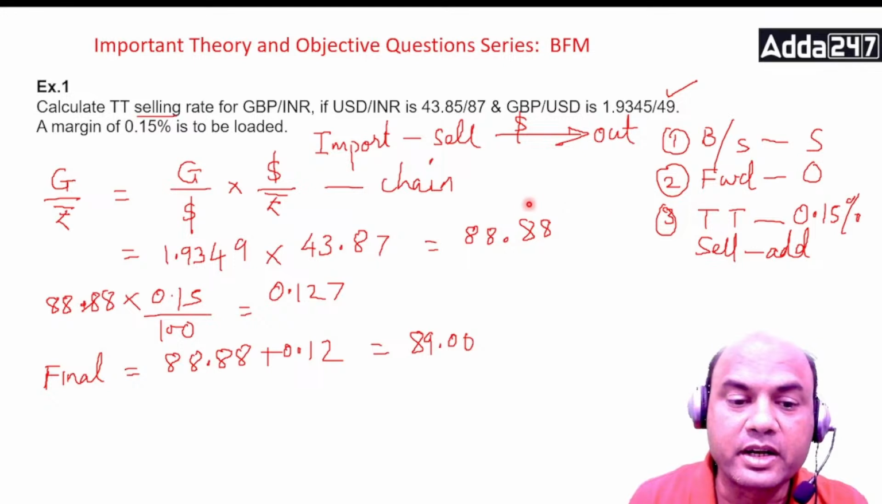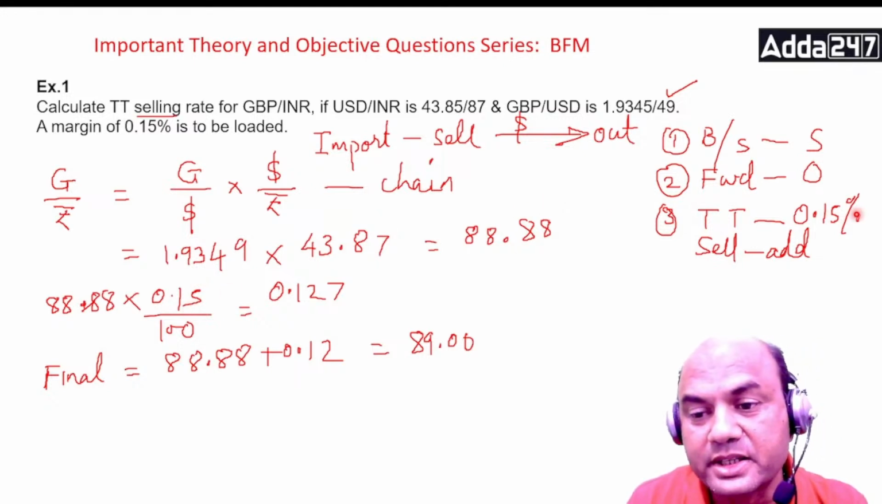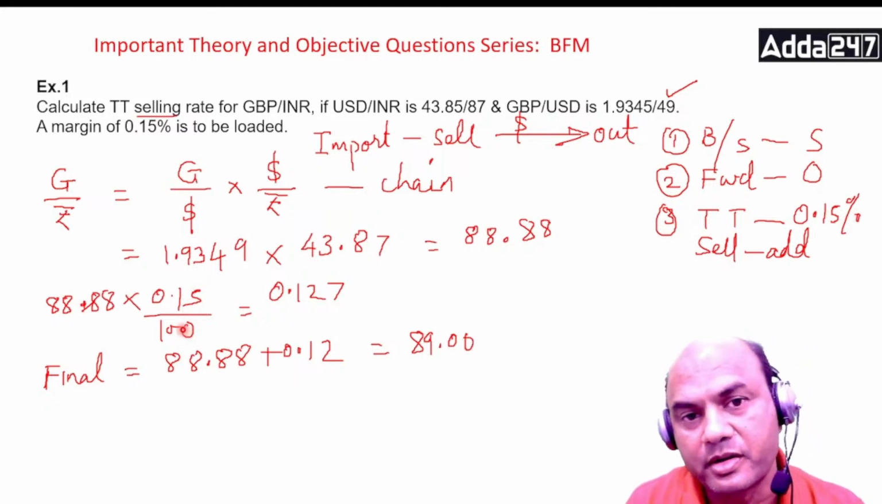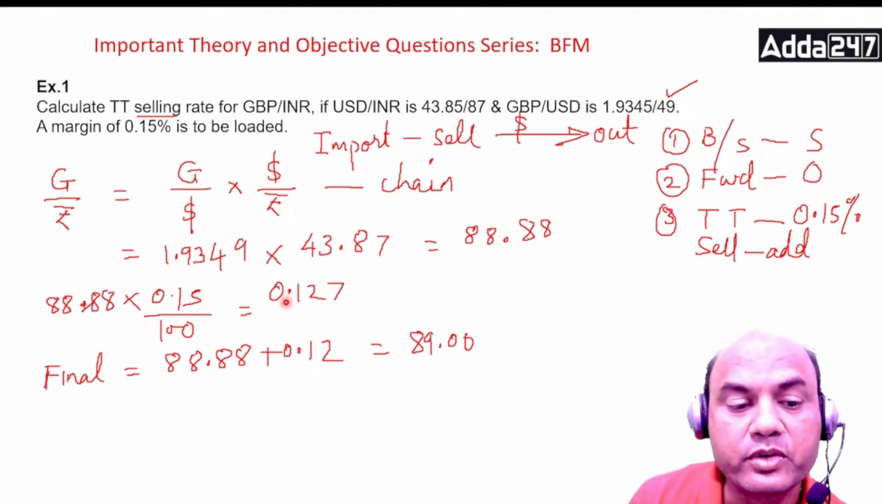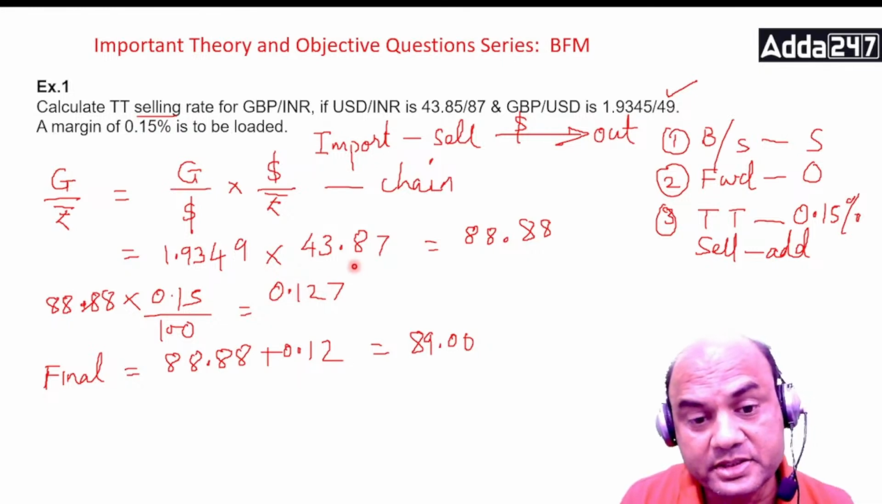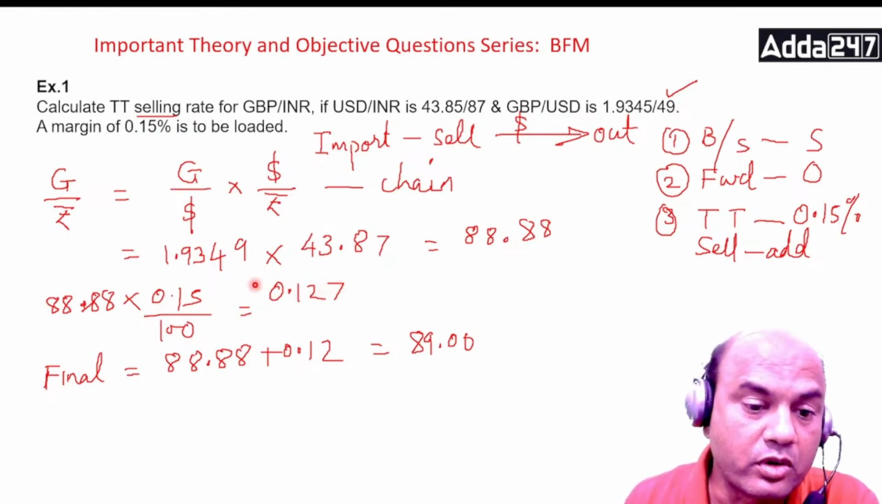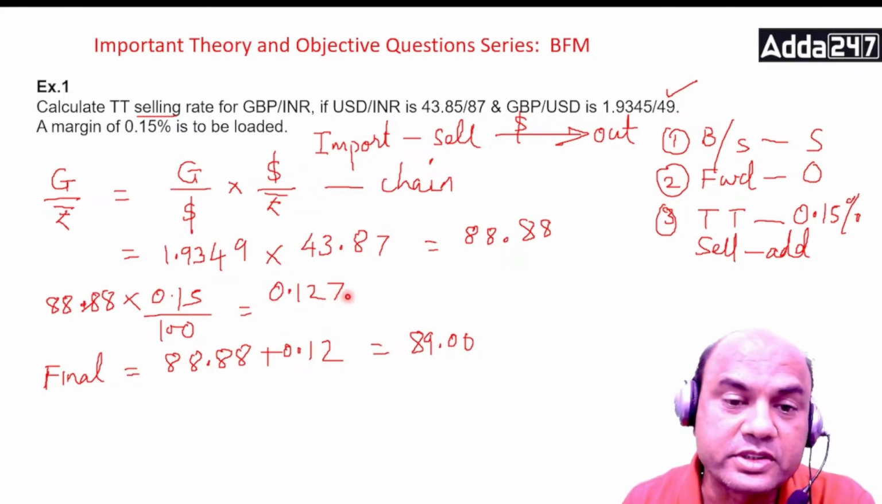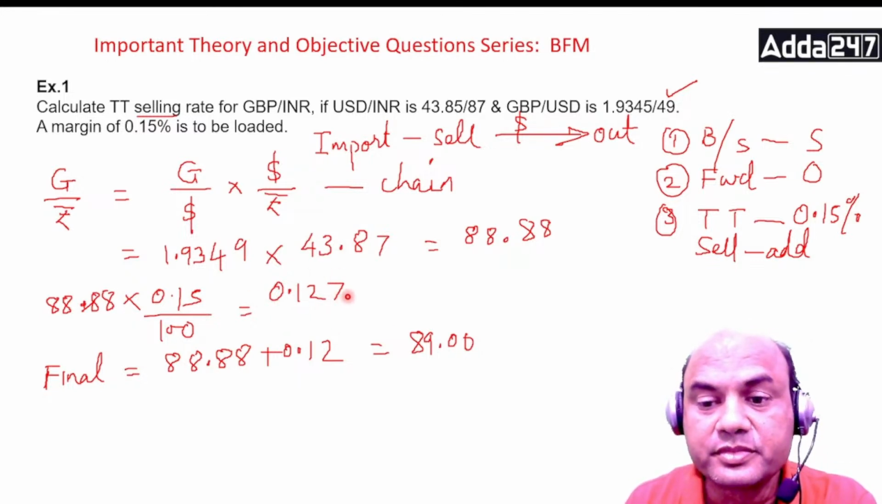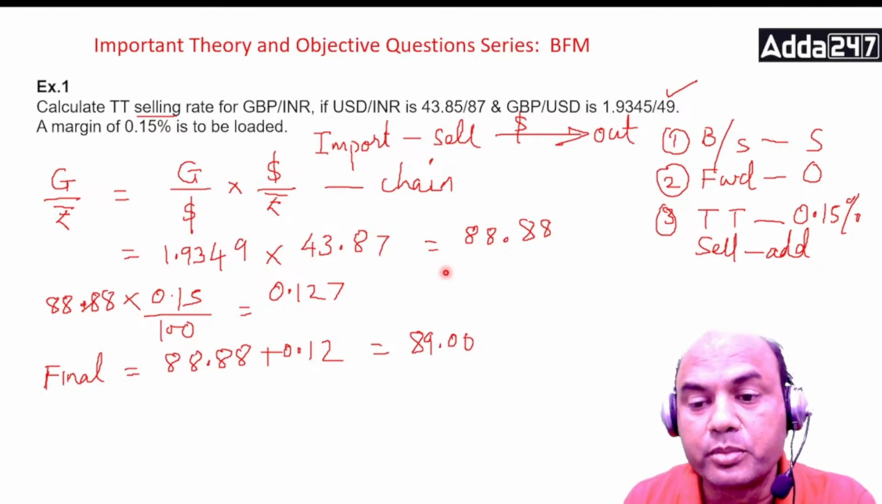So 88.88 into 0.15%, so 0.15 upon 100. Solve this. You'll get 0.127. Are you getting this? It may happen that I may go wrong. Kindly check this, if it is 0.0127 or 0.127, because many times we make mistakes.